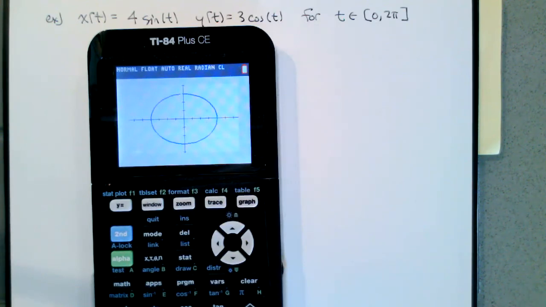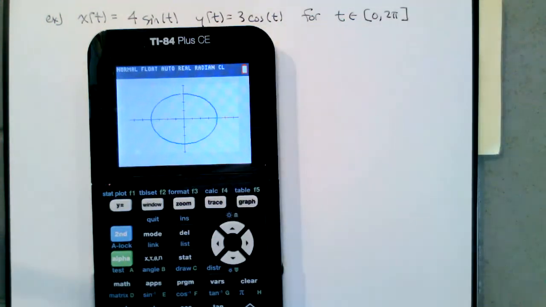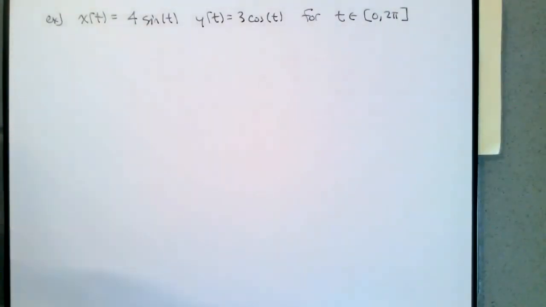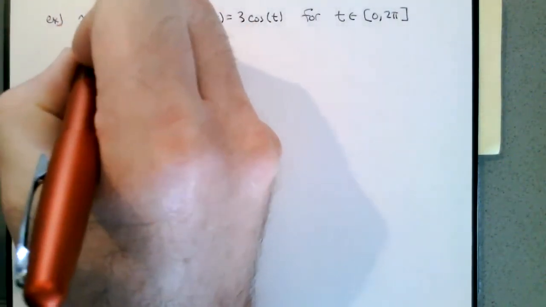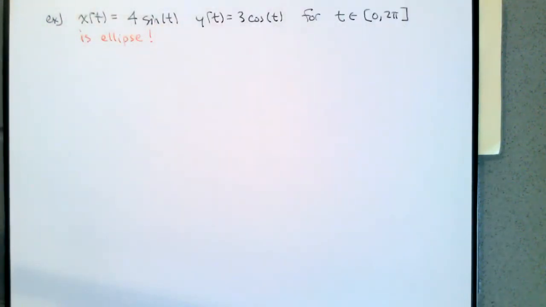Looks like it's squashed out a little bit. And notice that the left and right ends are no longer at 3, but they've been pushed out to 4 and negative 4. So we're getting an ellipse with a major axis on the x-axis, and that radius is 4, and the minor axis on the y-axis, and that radius is still 3. So we end up with an ellipse, just a squashed circle. Moreover, the 3 still shows up.